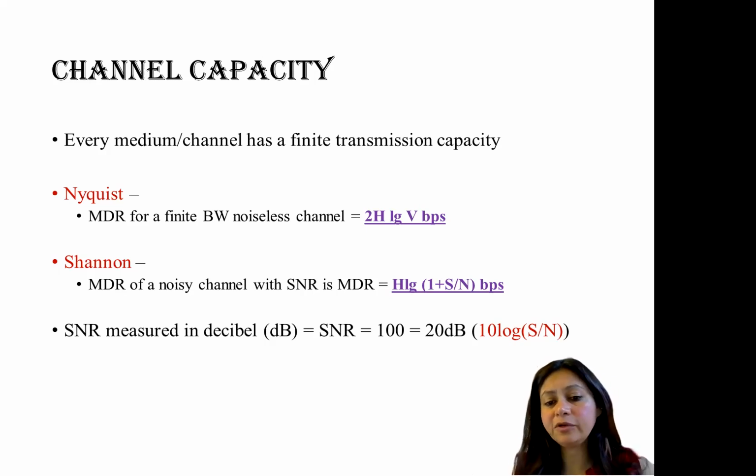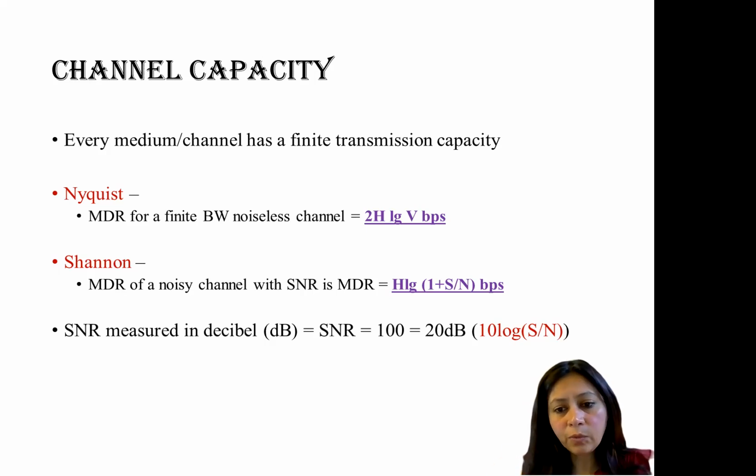So the maximum data rate of a noisy channel, with SNR the signal to noise ratio, is H, which again stands for frequency measured in hertz, times log to the base 2 of what? Log to the base 2 of 1 plus S over N. Here S over N is the raw signal to noise ratio. This quantity is the maximum data rate, in bits per second, that a particular channel with this frequency can carry, which has this signal to noise ratio.